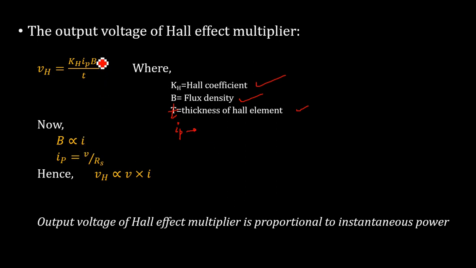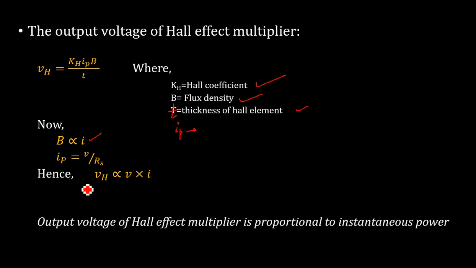Now your flux density is proportional to the current flowing in that particular coil. Once the current increases, flux density also varies. IP, the current flowing in that conductor, is proportional to the voltage, so that is equal to V by RS, where RS is your multiplier resistance that limits the current. So in that circuit you have some voltage applied across it, and IP will be proportional to voltage.